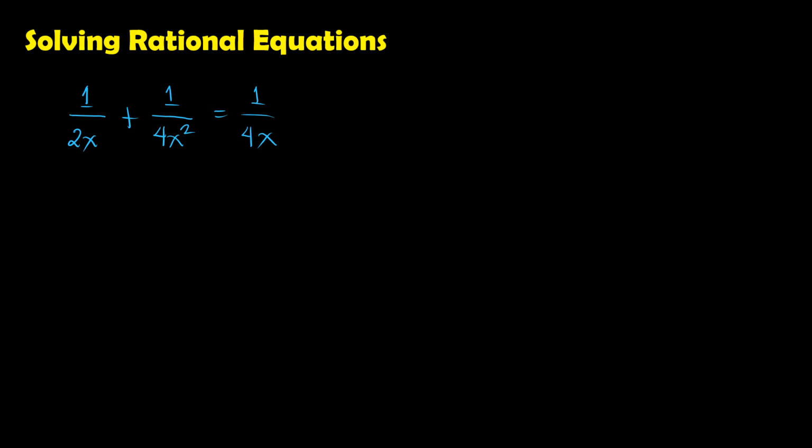For our next example, let's have the LCD. So, ang denominator natin ay 2x, 4x squared, at 4x. So, paano makukuha yung LCD niyan? Una, consider natin yung mga numerical coefficients, yung mga numbers. So, ang numbers na nandyan ay 2 at 4. Simply list down the multiples. So, 2, 4, 6, 8, and so on.